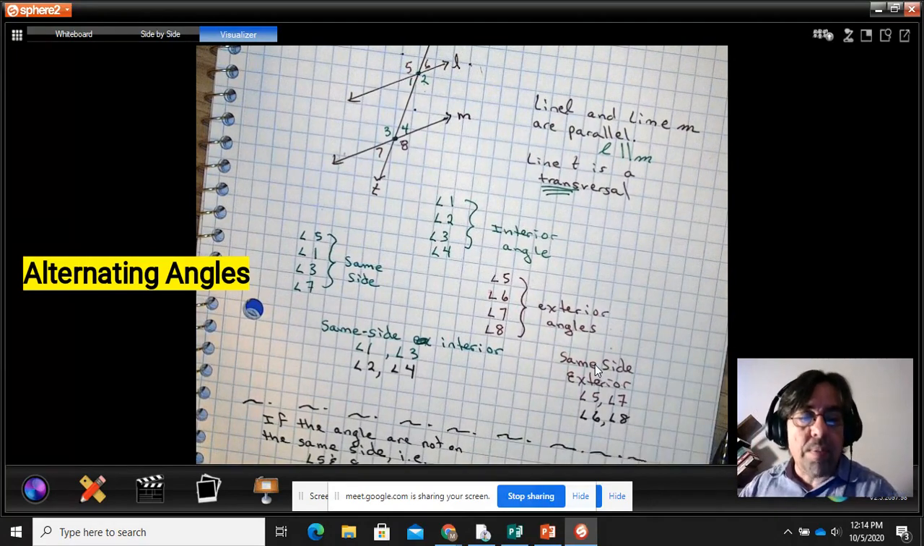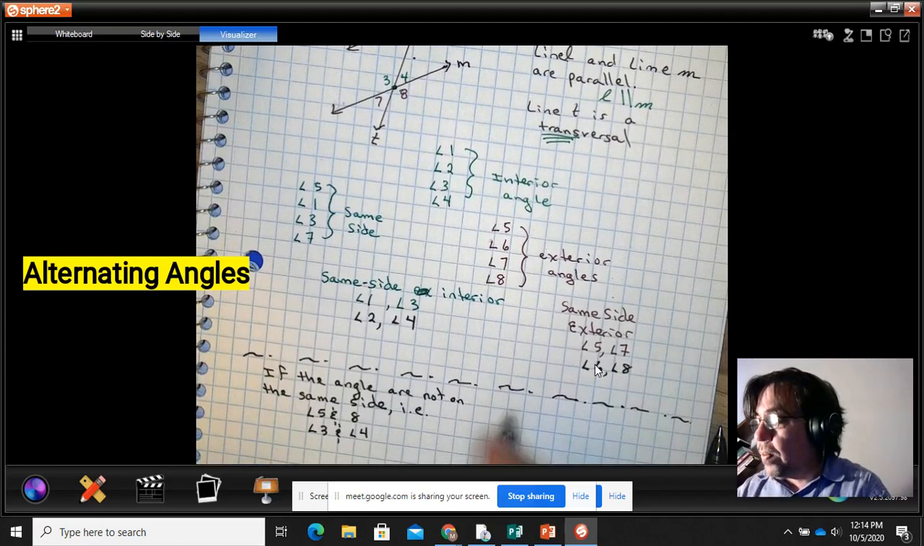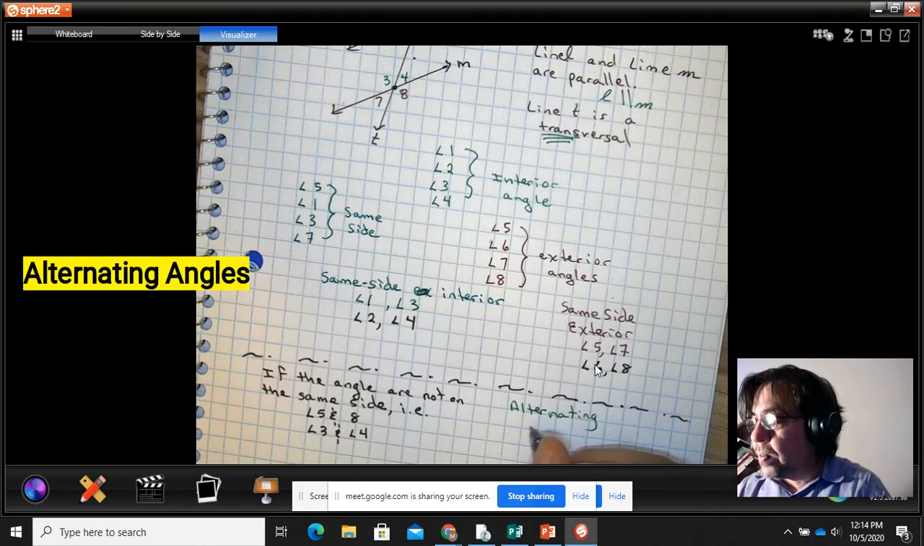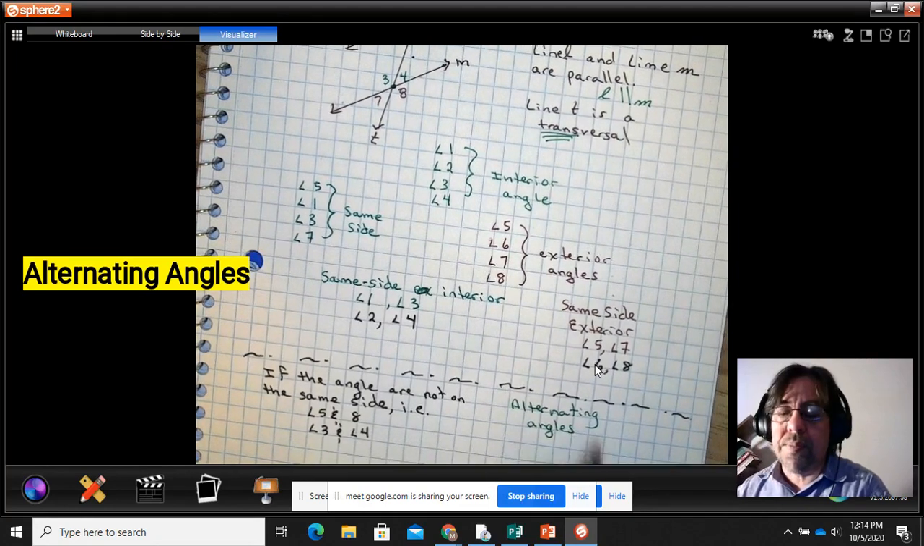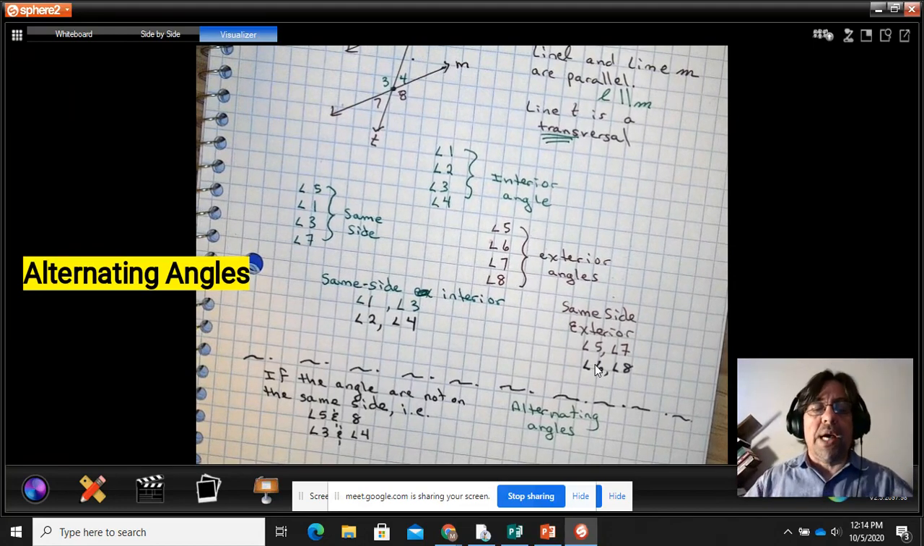Well, that is what we call alternating angles. Why? Because they alternate sides. They switch sides. They say, you be on the left, I'll be on the right. So they're alternating. So some examples of alternating interior.